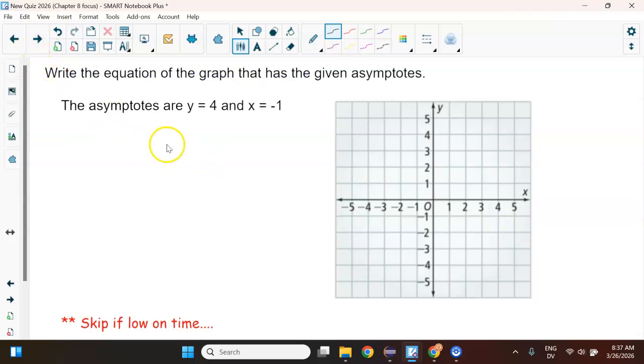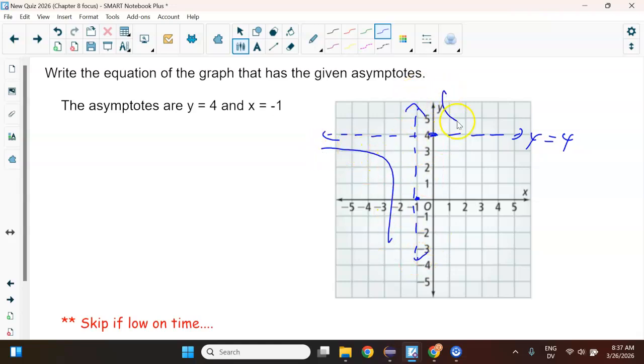Okay, one more like this, just giving you the asymptotes and then you write the equation. Okay, again, hopefully you're trying all these first, but I would just sketch it out. So here's an asymptote of y equals 4. That's going to hit the y-axis right at 4 there. And then x = -1, I would draw that other asymptote right there. So now the graph likely looks something like this.